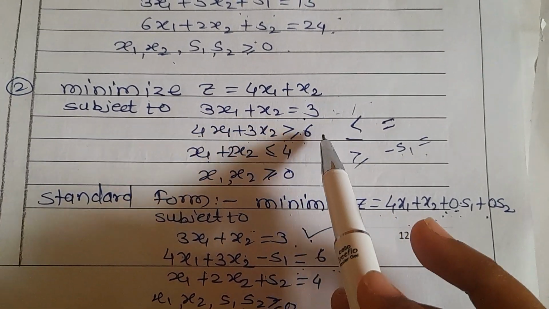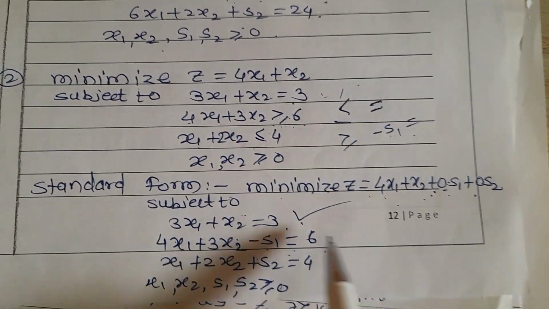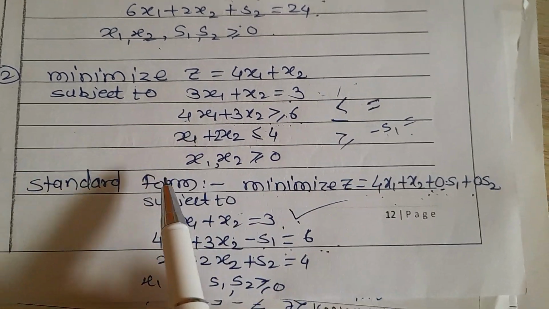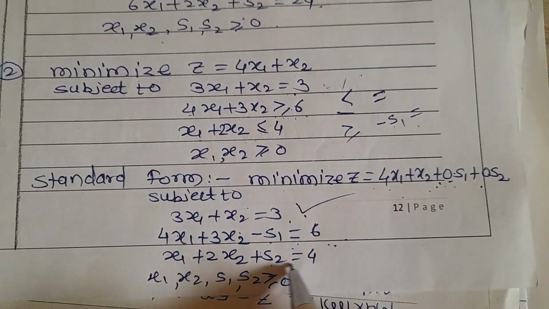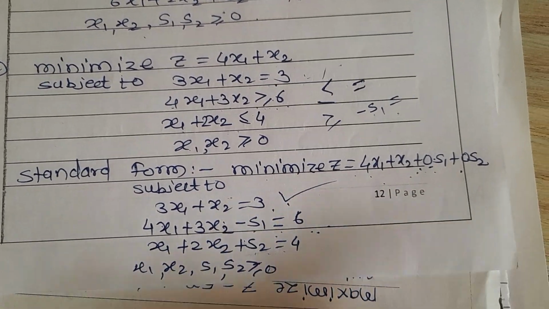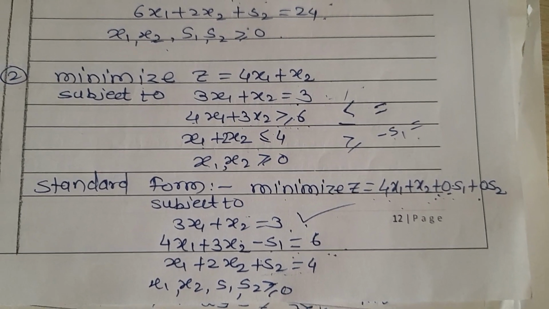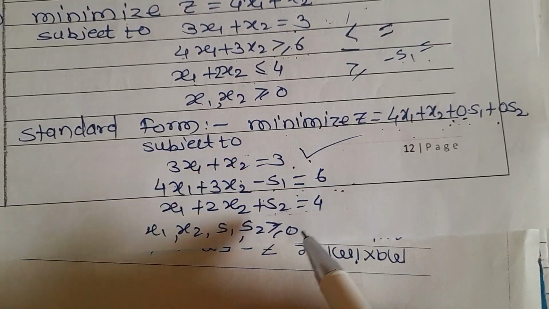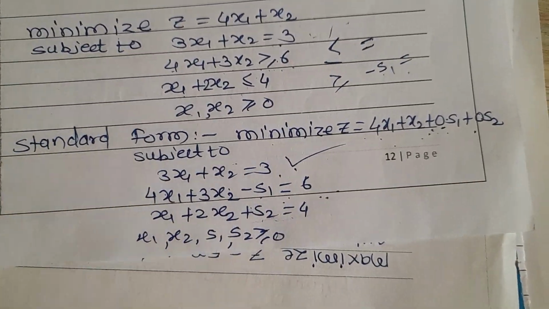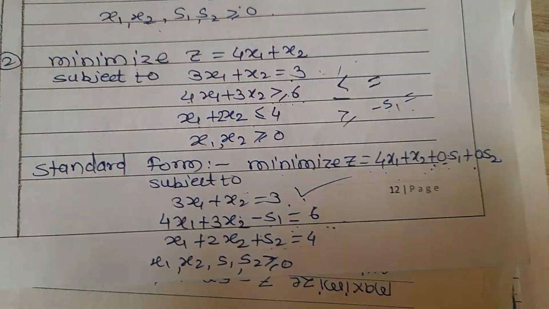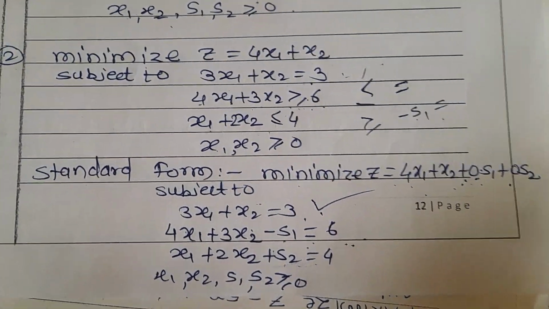Here 4x1 plus 3x2 greater than or equal to 6. Here the constraint is greater than or equal to type, therefore we subtract surplus variable s1, equal to 6. And x1 plus 2x2 is a less than or equal to type constraint, therefore we add one slack variable and it becomes equal to 4, with x1, x2, s1, s2 greater than or equal to 0, that is the non-negativity constraint. In that way, we convert it to standard form. There is no adding of artificial variables. Artificial variables are added only when we solve our example by the Big M method, not for the simplex method. Okay. Thank you.